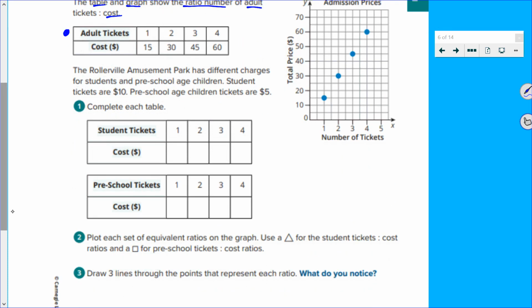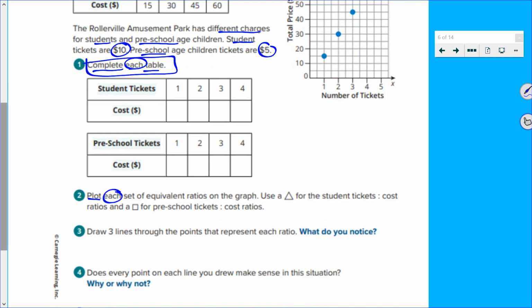The Rollerville Amusement Park has different charges for students and preschool age children. Student ticket prices are $10, preschool are $5. Here's our task: complete each table. So I've got 2 tables that I need to complete. Then I'm going to plot each set of equivalent ratios on the graph. Use triangles for student tickets and squares for preschool tickets.